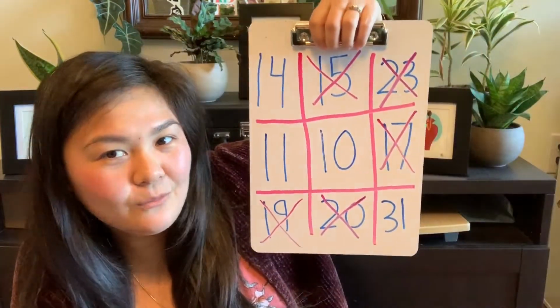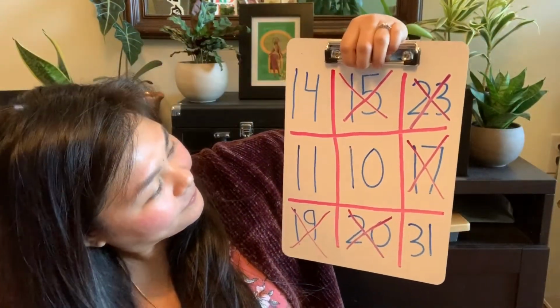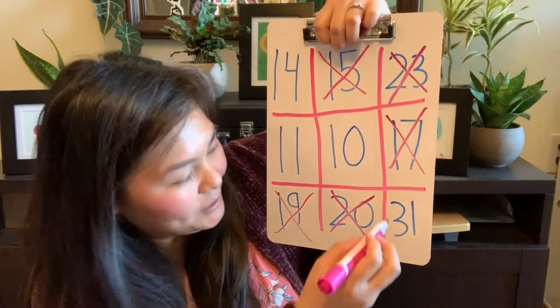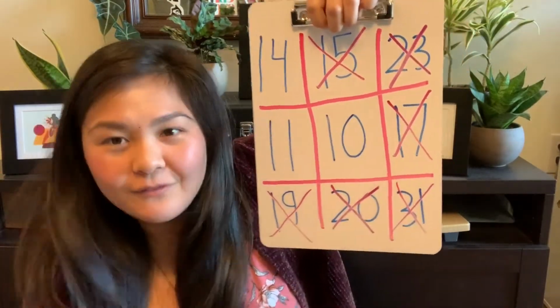So we're gonna find that numeral on our game board. 17, 11, 10. Oh, for me, 31's right here. 31.